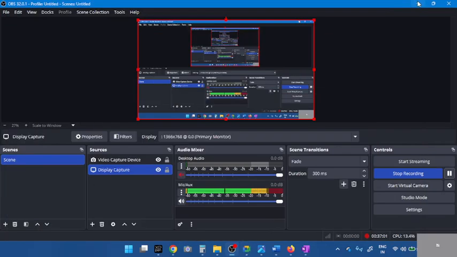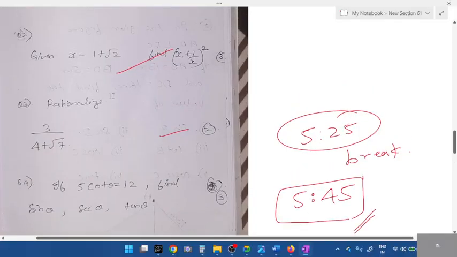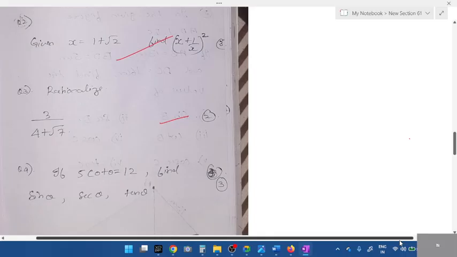Yes, students, shall we start the next one? Both of you online? Yeah, try this third question, rationalized question. Both of you try rationalized question. 3 divided by 4 root 7. Try that question.